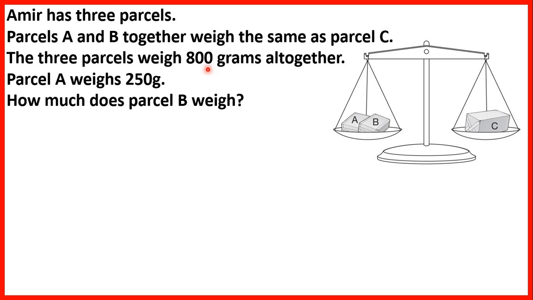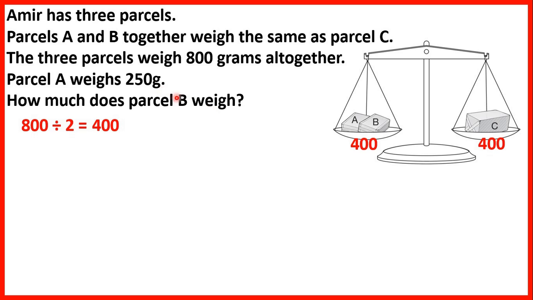So because they weigh 800 together, if we divide by 2, that gives us 400. So we know that the total of A and B will be 400 and C will be 400, because the scales balance and the total weight is 800. So that means we need half the weight. We need 400 on both sides.